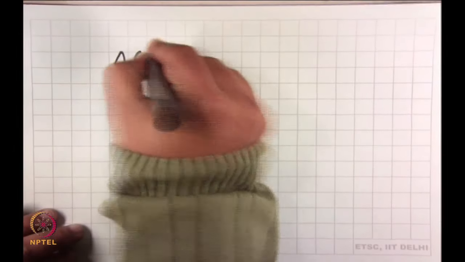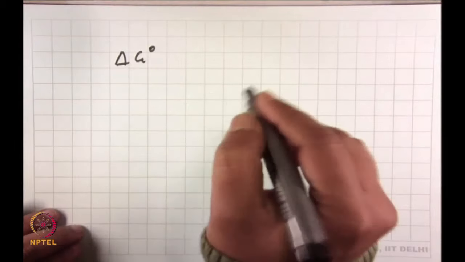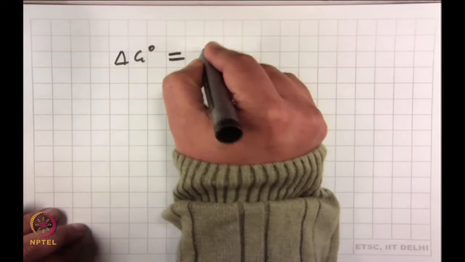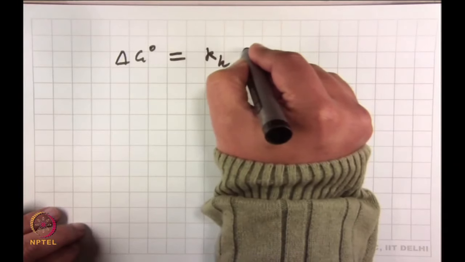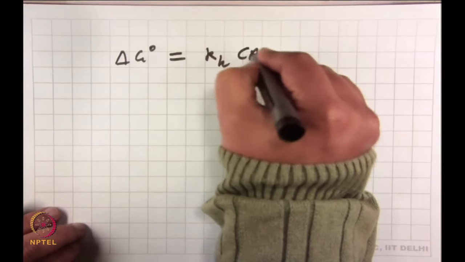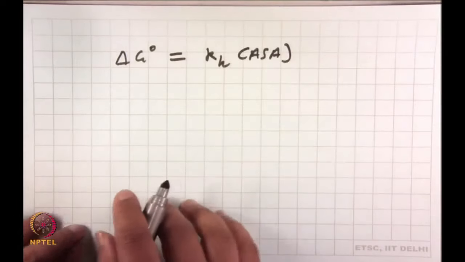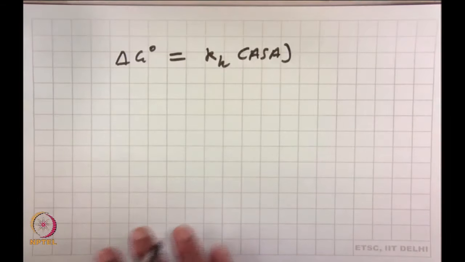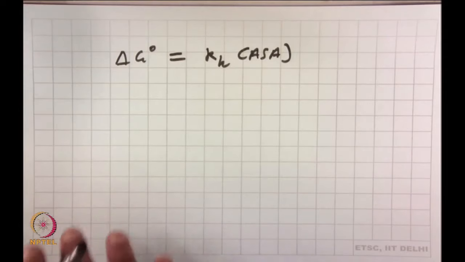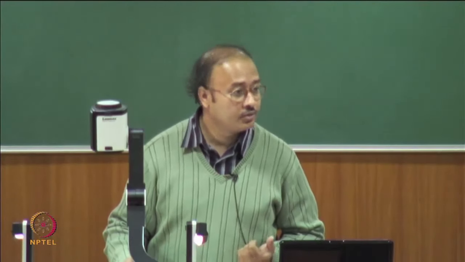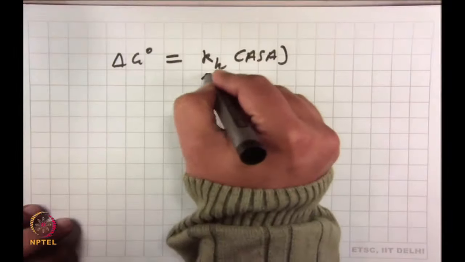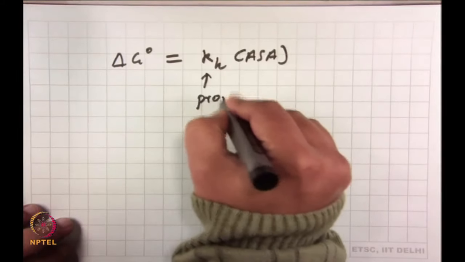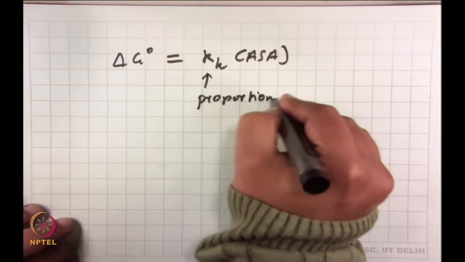delta G0, this is my transfer energy, delta G0 is equal to kh times the accessible surface area. You know, that's what you saw, right, because the plot was actually passing through the origin, there was no intercept. So, I can easily write this. This is a certain proportionality constant, let us not worry about the details too much.